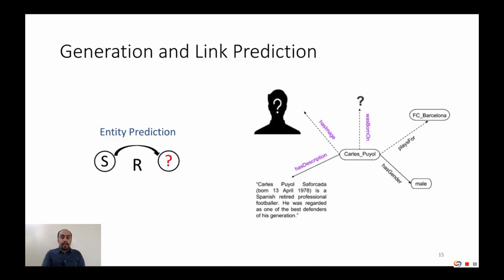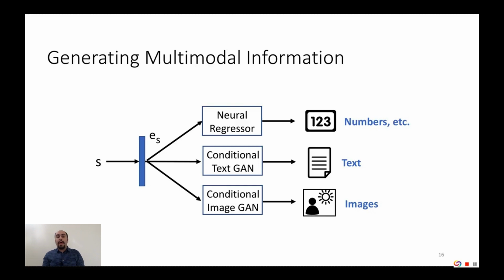Accordingly, to do that, we use the learned embeddings of entities from the link prediction task, and then applying different neural decoders to those embeddings, we generate the missing attributes. Specifically, when we want to generate missing numbers, we use a neural regressor, and when we want to generate missing text or missing images, we use conditional text or conditional image GAN models.